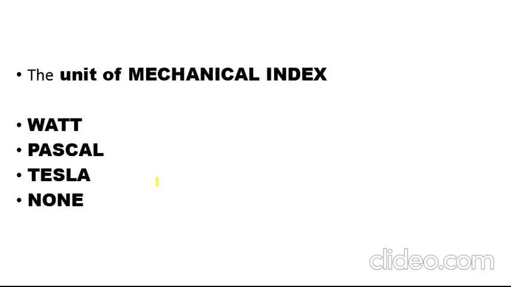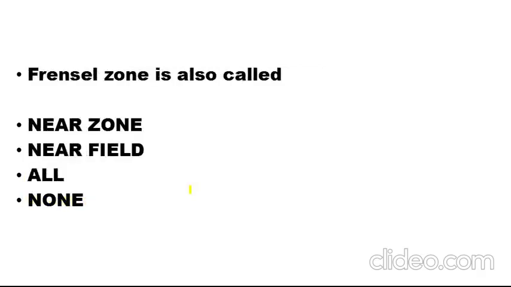So we have next MCQ. The unit of mechanical index is watt, Pascal, Tesla, or none. So we know that watt पावर का यूनिट है, पास्कल प्रेशर का, और टेस्ला मैग्नेटिक फील्ड स्ट्रेंथ का. मेरे फेवरेट साइंटिस्ट टेस्ला. और मैकेनिकल इंडेक्स यूनिट लेस होता है, इसका कोई यूनिट नहीं होता, तो none. Okay, Fresnel zone is also called near zone, near field, all, or none. So the correct option is C. फ्रेंसल जोन को हम नियर जोन भी कहते हैं और नियर फील्ड भी कहते हैं.